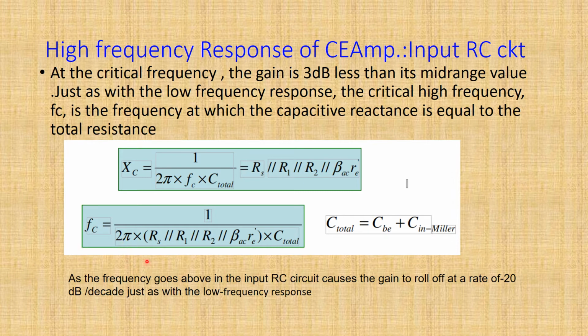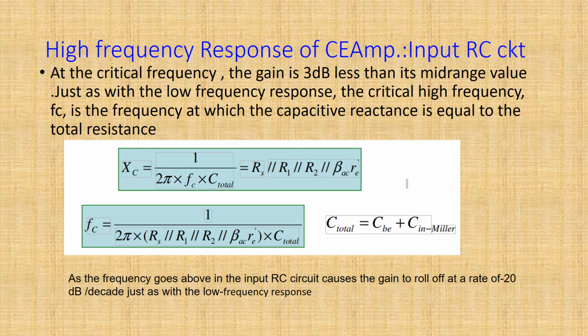So FC is equal to 1 upon 2 pi RC. Just remember this, you need not memorize it. Here R is equal to RS parallel R1 parallel R2 parallel beta RE, and the total capacitance C is equal to CBE, which is the base to emitter capacitance, plus the Miller capacitance, which is equal to CBC into (1 minus AV).